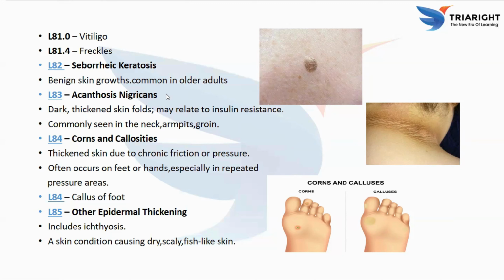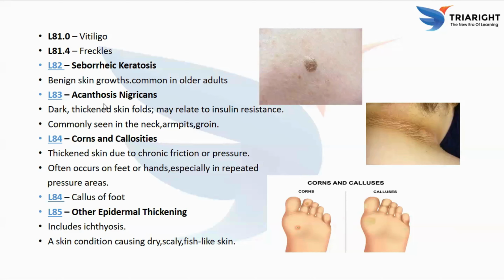So next code is L82, the seborrheic keratosis. So these are the benign non-cancerous skin growths. So these are common in the older adults. So they appear as a brown, black or tan raised lesions with a stuck-on look. So these are often harmless but they may be removed for the cosmetic reasons. So you can clearly see the picture of the keratosis in the right side. This is the benign non-cancerous skin growth which is brown or black in color.